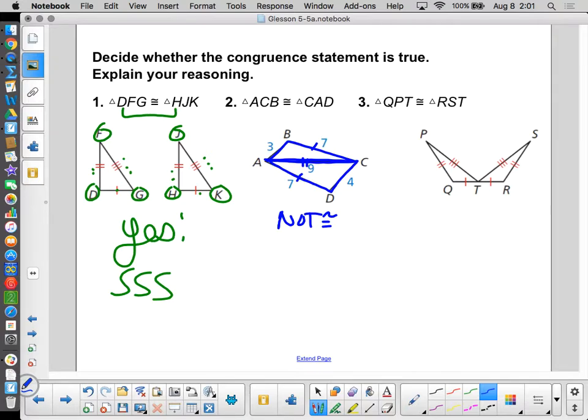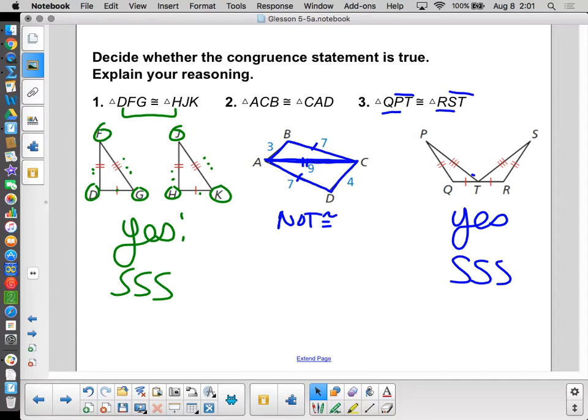Here, QPT and RST. Okay? QP goes with RS. Yep. PT goes with ST. Yep, they're congruent. And finally, QT goes with RT. Yep, indeed. Yes. We're good. We're in the right order. And again, side, side, side. Sorry, I don't know what I was writing there, but I'll try again. Here we are. Side, side, side congruence. It's not too tough to recognize when we see it. It's one of the easier ones to work with.